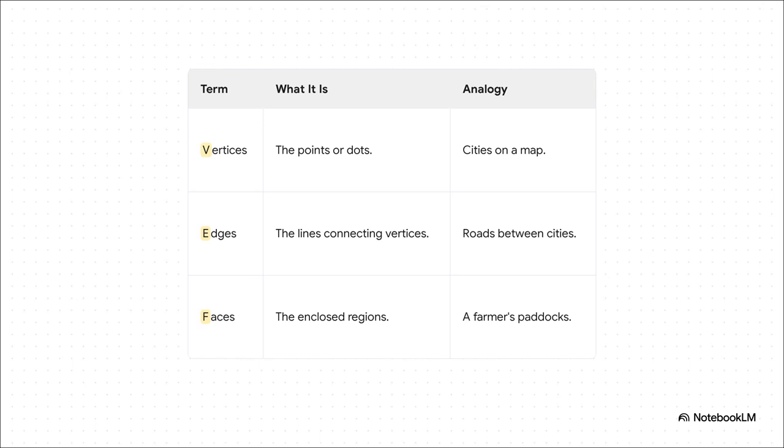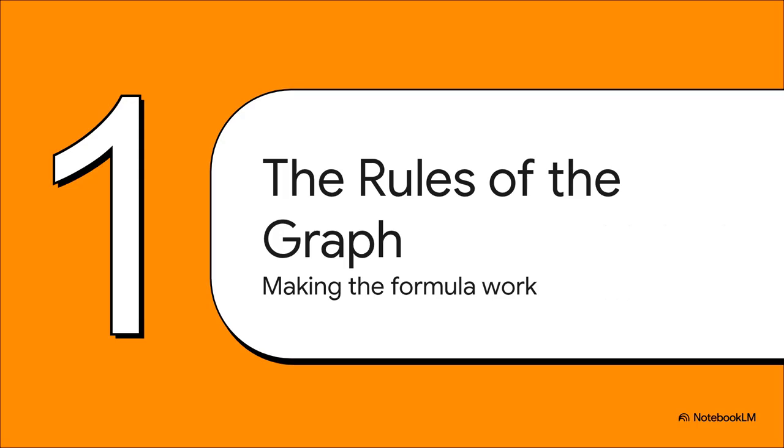But, and this is the part that trips people up, you always have to count the huge, infinite area around the outside of the whole graph. That counts as one face. Don't forget that one. Okay, so this formula is amazing, but it's not magic. It doesn't just work on any old scribble. The graph has to play by 2 very important rules for the formula to apply. Let's take a look at what they are.